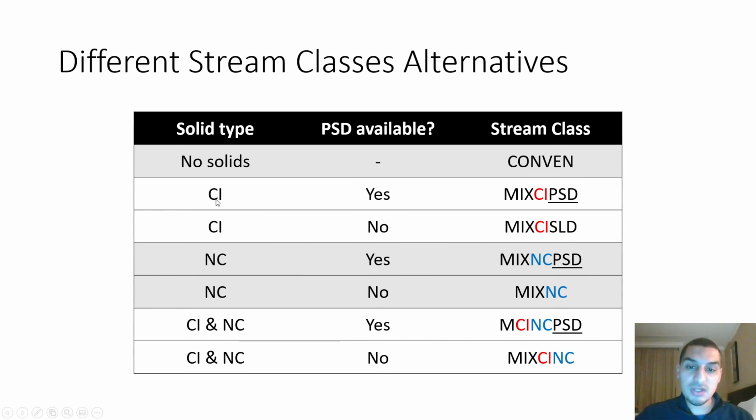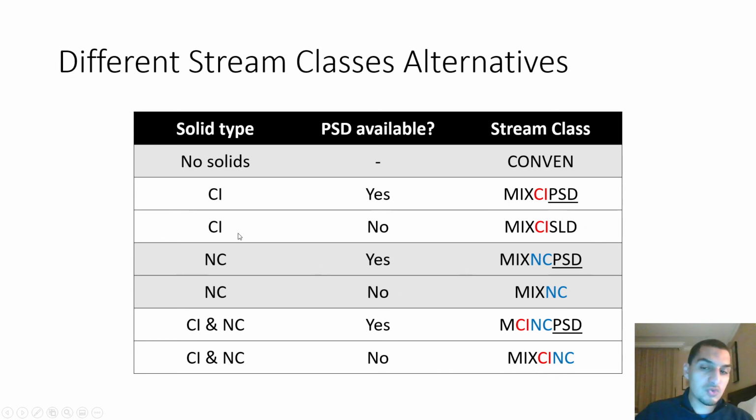If we have conventional inert components with a particle size distribution, then we will go for MIXCIPSD. CI stands for conventional inert, MIX for the mixed phase, and the PSD. If we don't have particle size distribution, it's going to be MIXCISLD instead of PSD. The same for NC, it's MIXNCPSD. If we don't have particle size distribution, it's MIXNC. Then if we have both conventional inert and non-conventional solids, then we will have MIXCINCPSD. If you don't have particle size distribution, it's going to be MIXCINC.